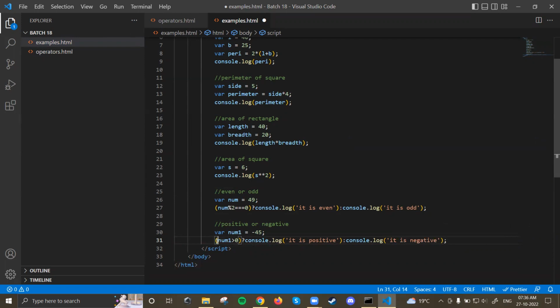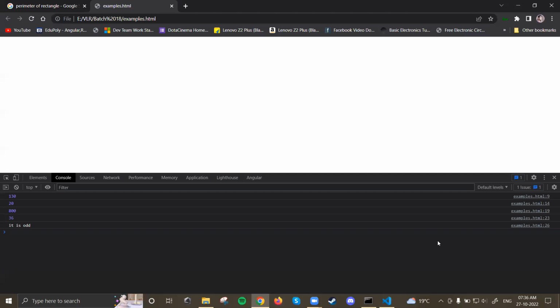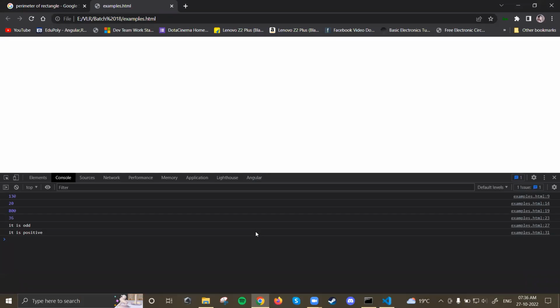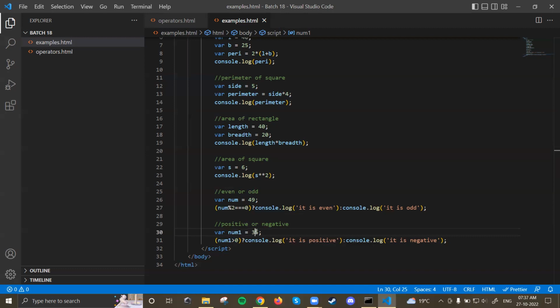Okay, so if this condition is true, so what is happening here? Is this condition true? No, false. So it will give us it is negative. That should be printed. The second part should be printed. So we are getting it is negative. Okay. The moment I have here some positive number, I'll get it is positive. Okay. So this way you can check whether a number is positive or negative.